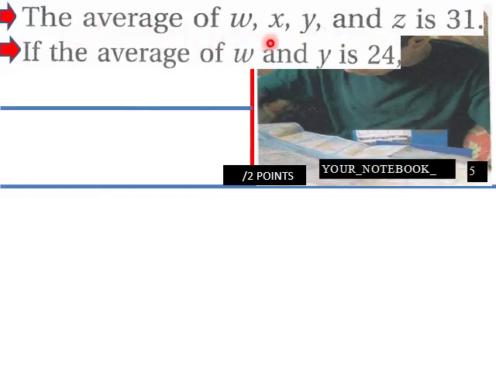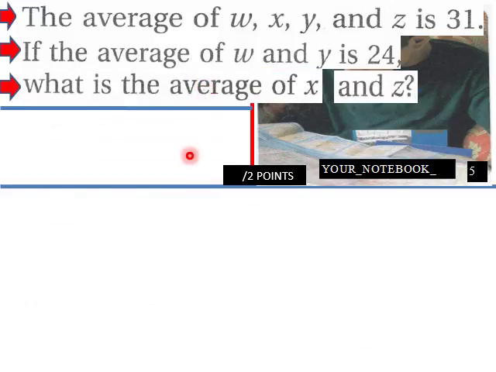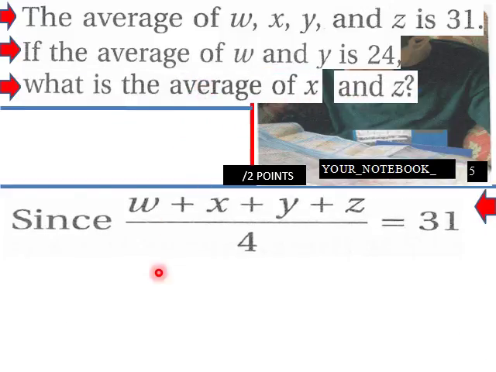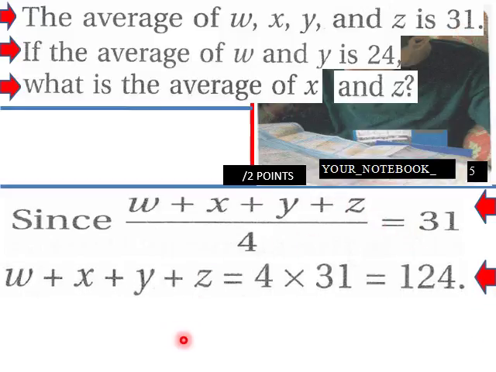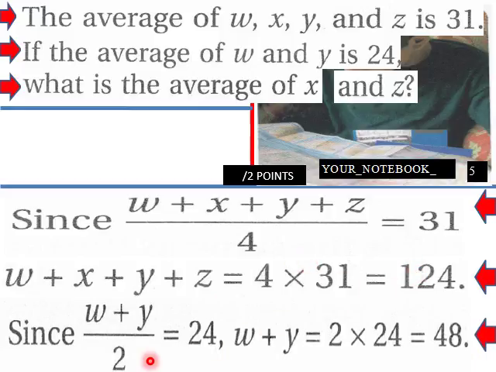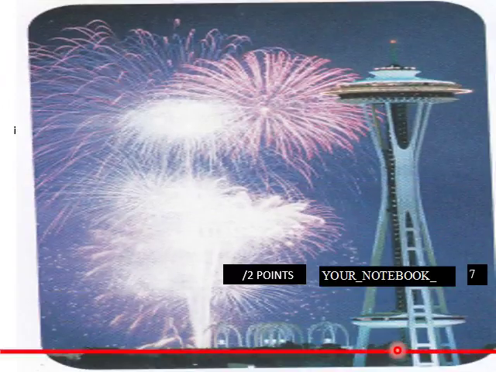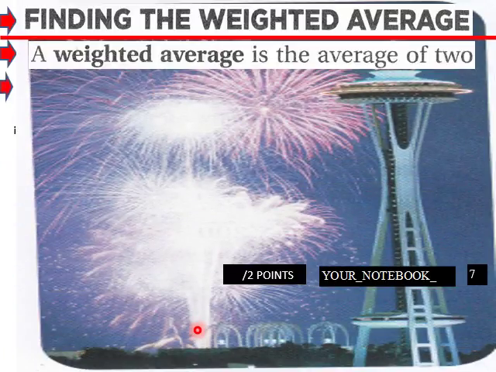The average of W, X, Y, and Z is 31. If the average of W and Y is 24, what is the average of X and Z? So we have another one of these again. This is the sum of our values. We have 4 individual values, and the average equals 31. So we multiply and get 124. Since (W plus Y) over 2 equals 24, W plus Y equals 2 times 24, which is 48. So that would be another way of finding it.